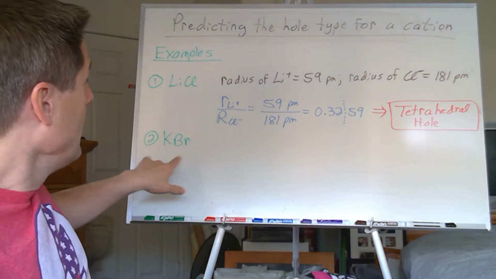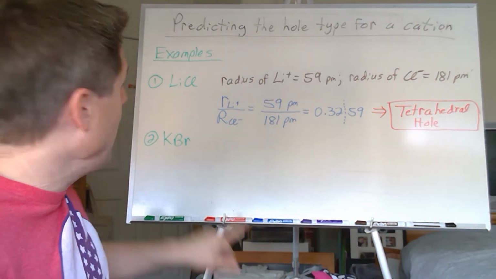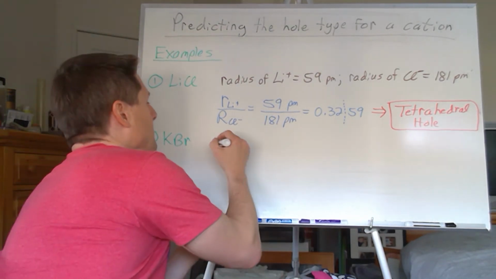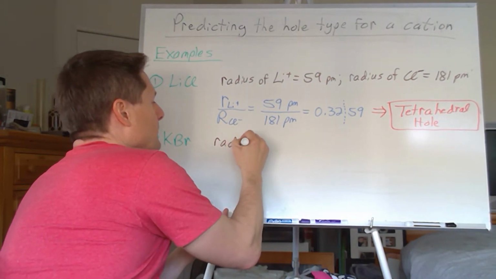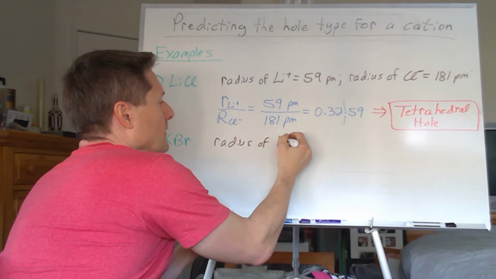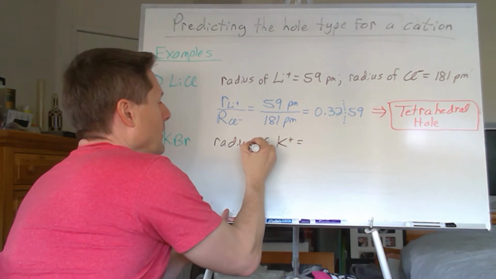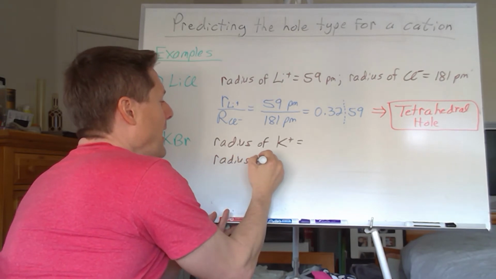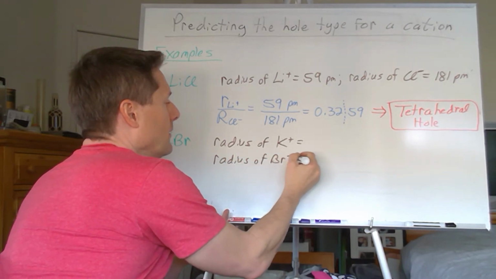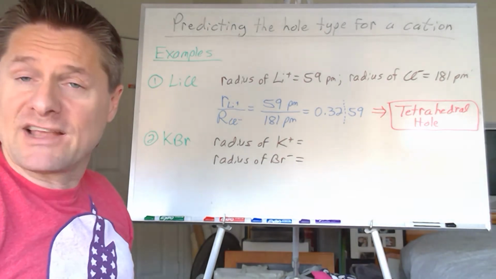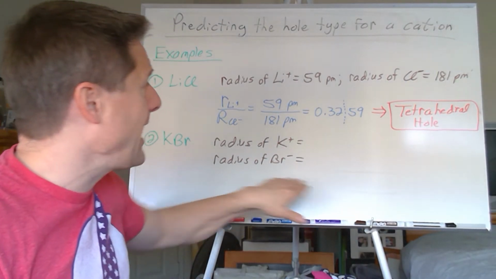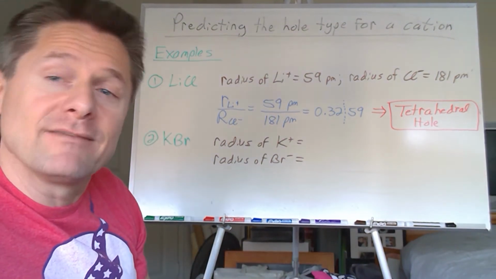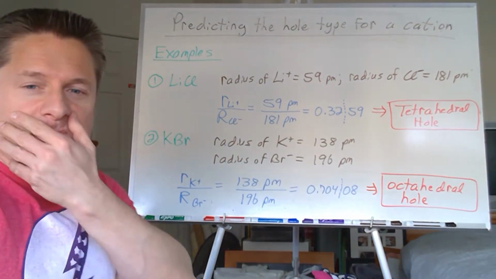Okay. So do the exact same thing for potassium bromide. I want you to find the radius of the potassium ion, and then find the radius of the bromide ion. So go look those up in your textbook or something like that. Write those down, calculate the ratio, and tell me what hole that's going to be in. I'll give you a few minutes and then I'll pop that up on the board here.